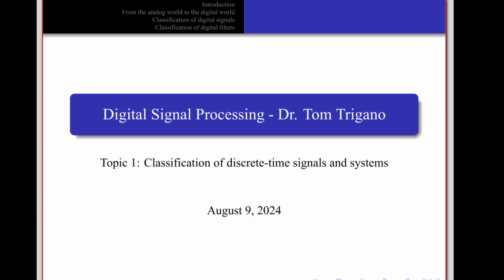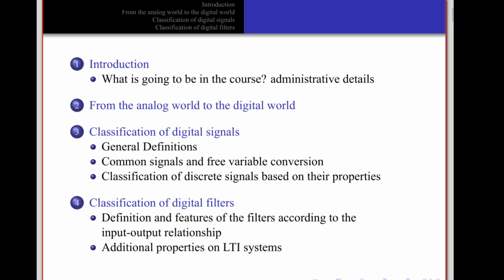But before talking about the actual contents of this chapter, I want to give a few updates about this course. So this is some kind of introductory video. In this series of videos, we're going to talk about the classification of digital systems and the classification of digital filters. So basically, we're talking about a reminder of what was taught last semester in the signals and systems class, with an update for the digital world.